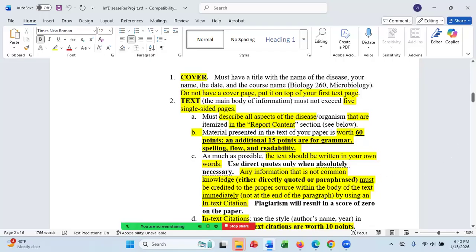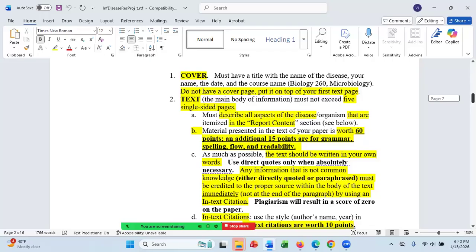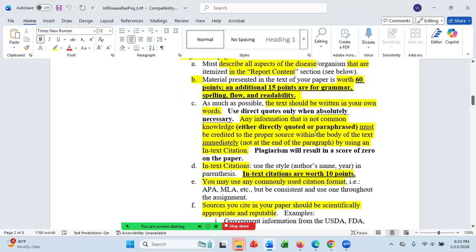As much as possible, the text should be written in your own words. Use direct quotes only when necessary. When you're quoting information from someone else, put it in quotes, and then afterwards, cite it. We'll talk about how you cite in just a minute.